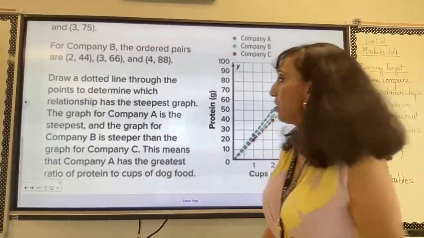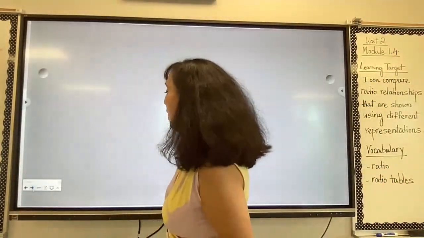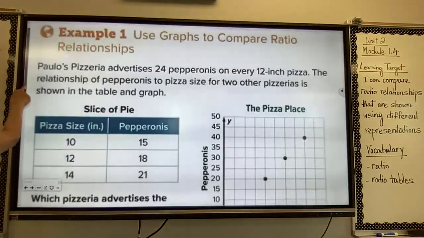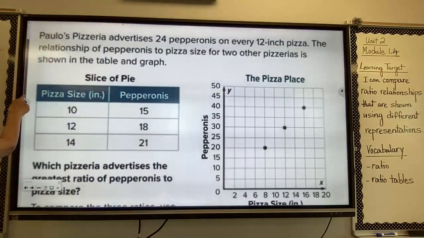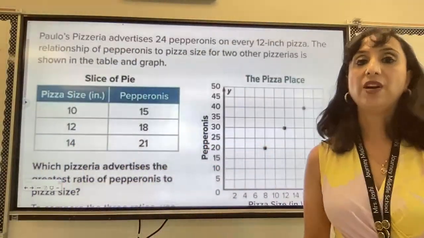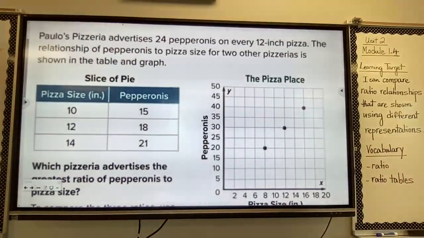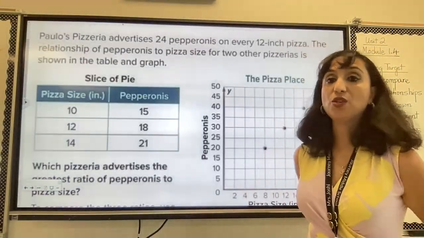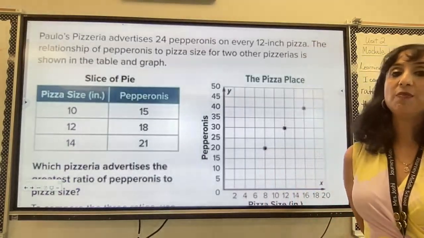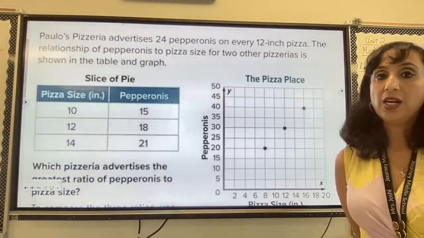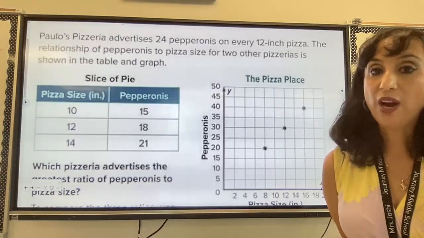All right, so let's talk about another problem, and let's look at this one. All right, here we go. So Paulo's Pizzeria advertises 24 pepperonis on every 12-inch pizza. The relationship of pepperonis to pizza size for 2 other pizzerias is also shown in the table and graph.